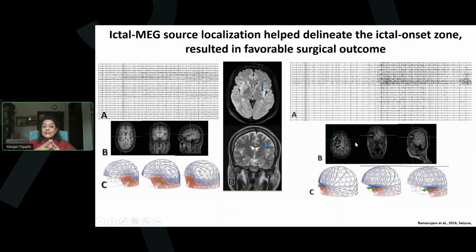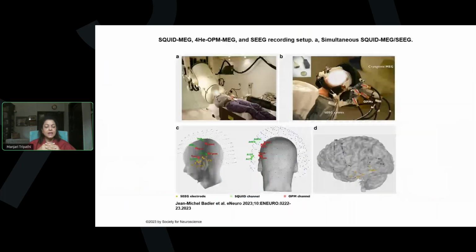Now, the latest advance is, of course, this is not yet FDA approved, but it's undergoing testing in various centers in the UK. Cukiert has been doing it, and this is the OPM MEG, that is the optically pumped MEG. Now, this is supposed to not require that liquid helium and the expensive overlay for that liquid helium.